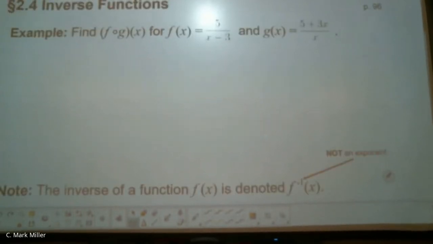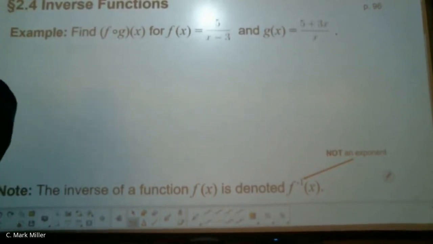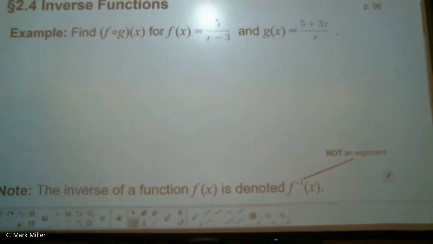Inverse functions. These get a little spicier. An inverse function is a function that undoes what another function does. So if I have a function that adds 1 to any number, the inverse function would be a function that subtracts 1 from every number. It undoes what the first one did. They don't say it that simply, okay?